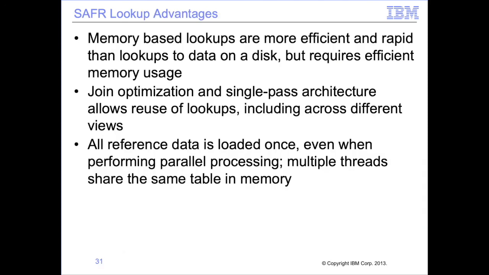There are many advantages to SAFR's lookup processes, allowing it to perform millions of joins or lookups each CPU second. The following are some reasons for this. Memory-based lookups are more efficient and rapid than lookups to data on disk, but require efficient memory usage. Join optimization and single-pass architectures allow reuse of lookups, including across different views. All reference data is loaded once, even when performing parallel processing. Multiple threads share the same table in memory.